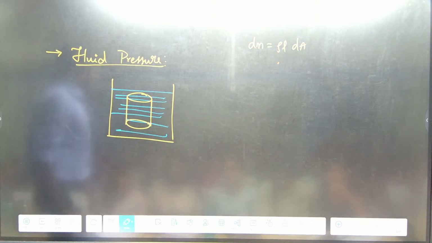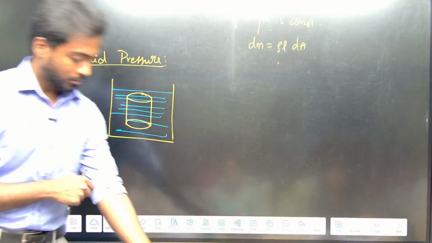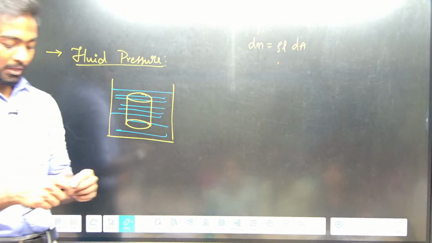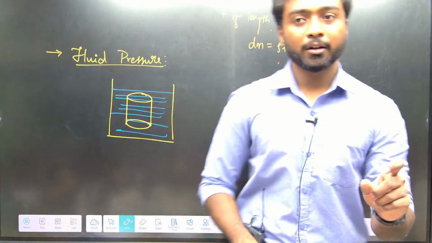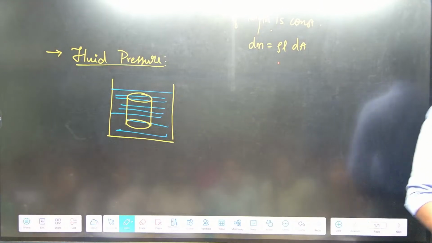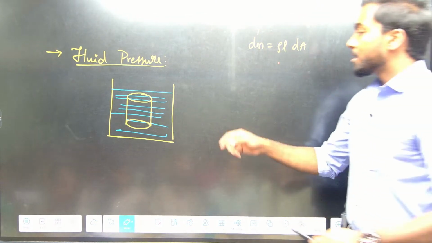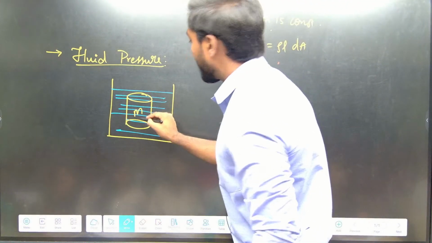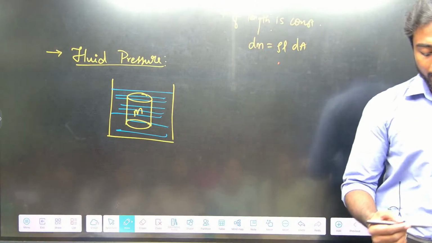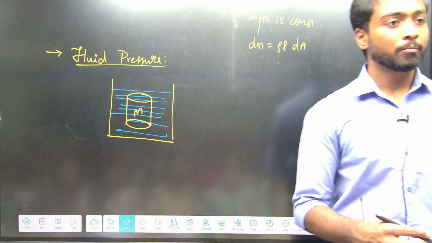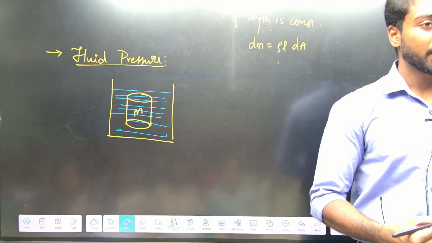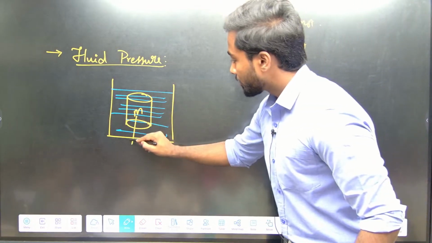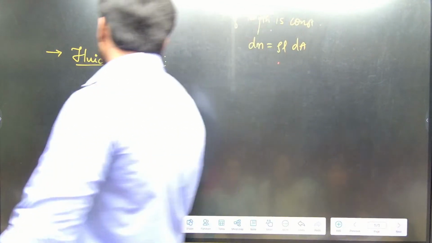So listen carefully. I have taken a container, and in that a cylinder is there. I kept a cylinder, so the cylinder has a mass m. So what will be the weight of the cylinder? mg, no? Weight is nothing but m into g, acting downwards.